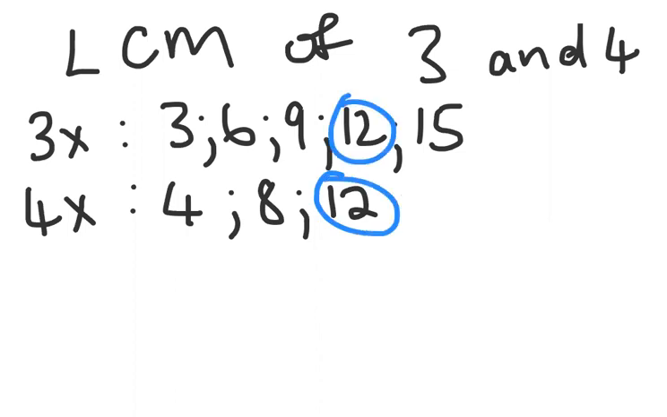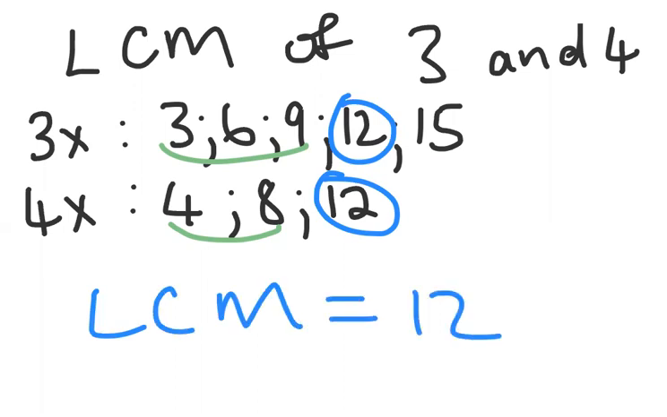There's 3, 6, 9, and not one of 3, 6, 9 or 4, 8 appears in both. So the smallest number is 12. So the least common multiple of 3 and 4 equals 12. Let's do the last example.